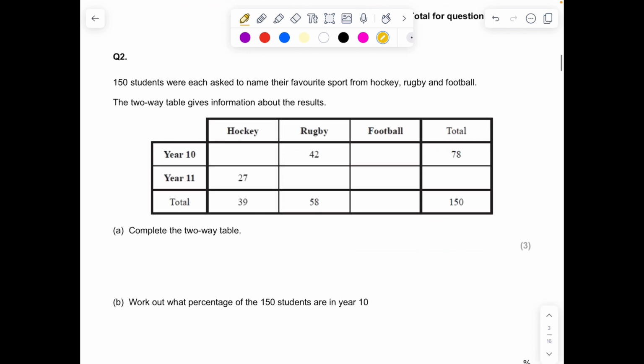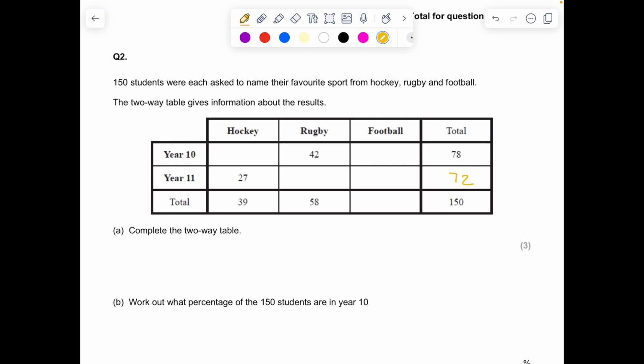Now, number 2, you've got a two-way table. It says complete the two-way table. So again, you can use your calculator. So the first one I'll fill in is here. I will do 150, take away 78. And that gives me 72.